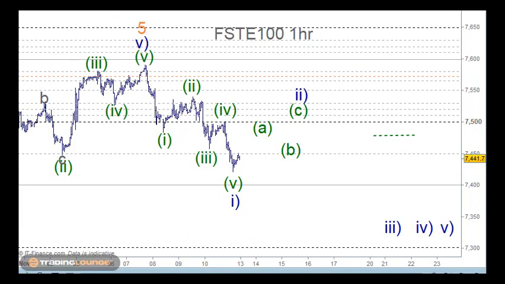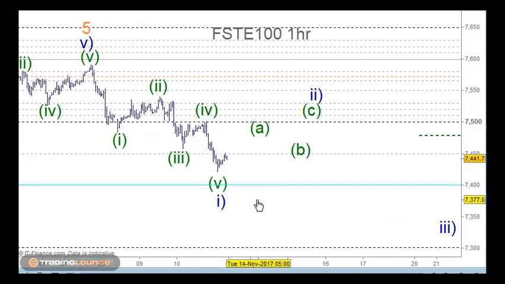Over to Legoland, over to the FTSE here. And with the FTSE as well, it's been pretty much the same case. So from the top here, we're looking at wave 1, wave 2, wave 3, wave 4 here, and then down for wave 5. Now, I'm not quite sure if this wave 5 low is in place already. We've only got a 3-wave rally here. The closest largest number is 7,450.